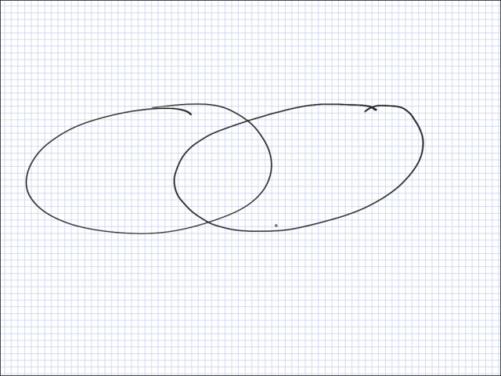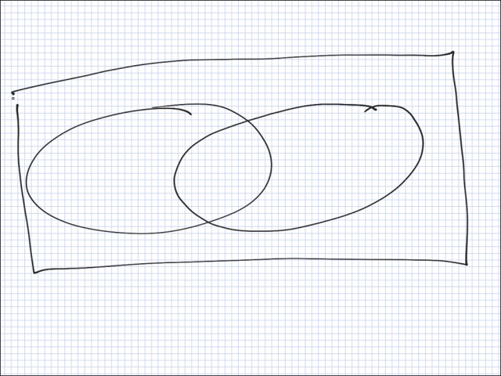Okay, let's have a look at an example. You'll have to give me some numbers, but we'll draw our Venn diagrams first anyway. Cystic fibrosis, is that an S or a C? A C. And pneumonia is a P. Right, cystic fibrosis and pneumonia. Okay.